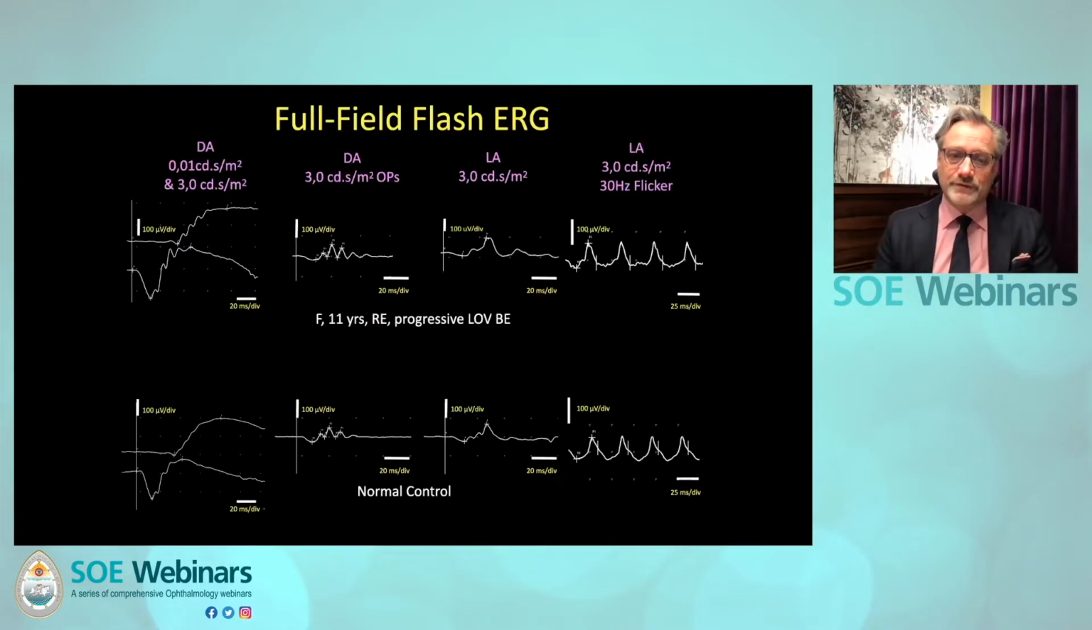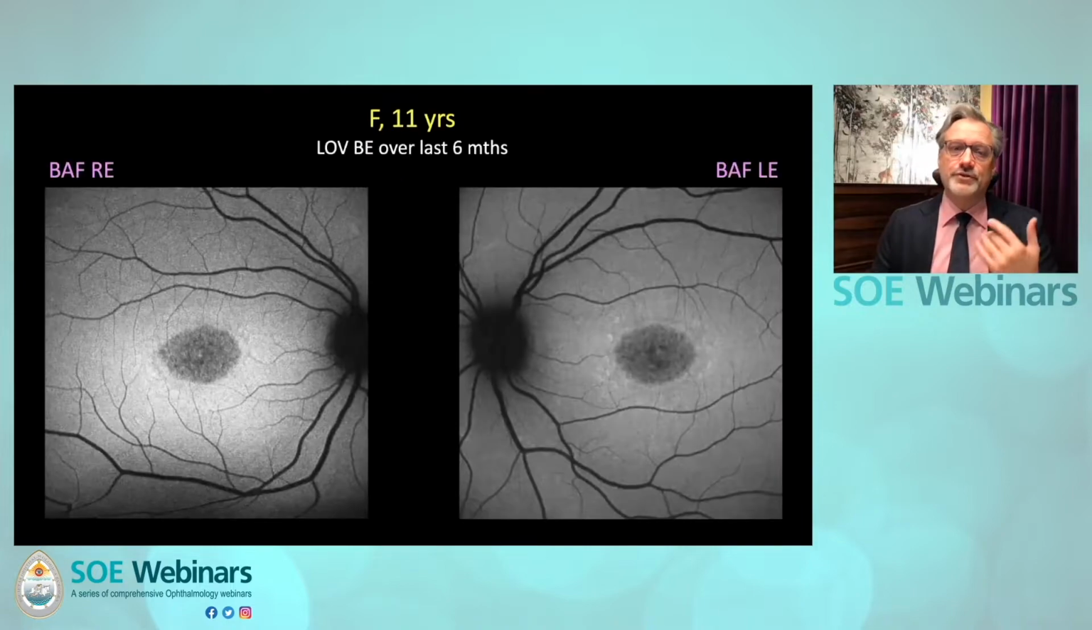We do a full-field flash ERG, with normals at the bottom for you to compare. At the top, you can see that the traces are essentially normal. So the generalized retinal function is normal.